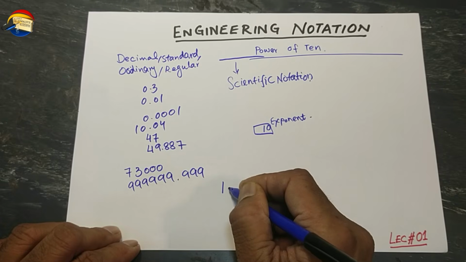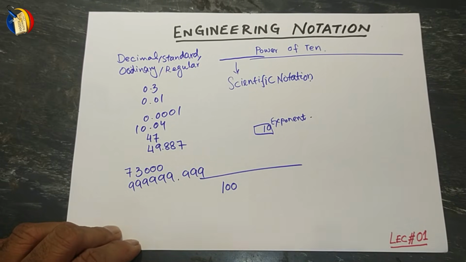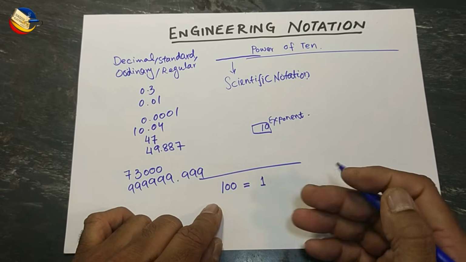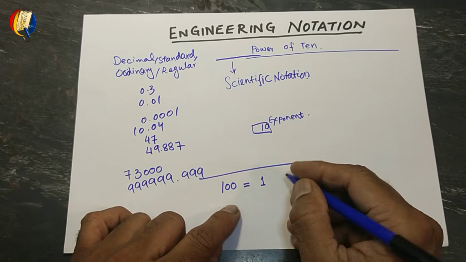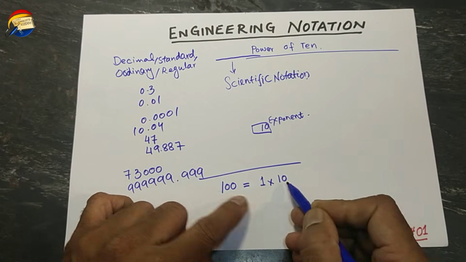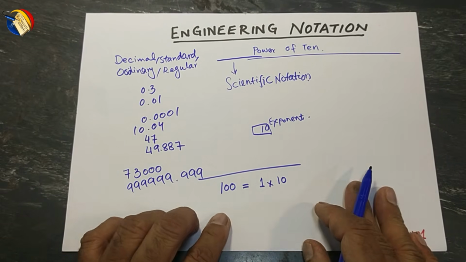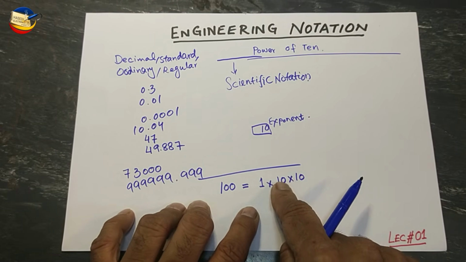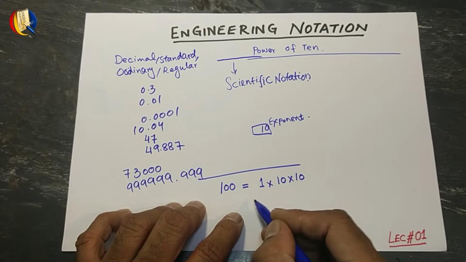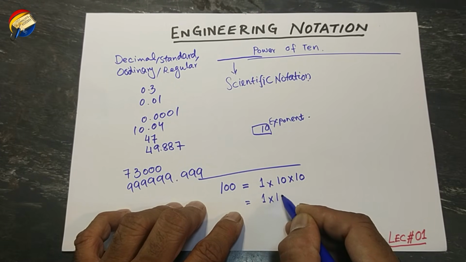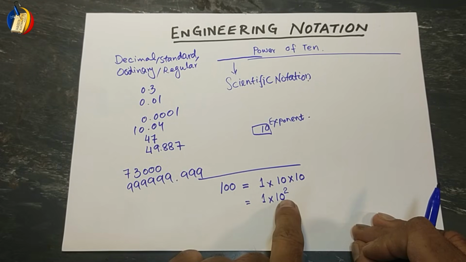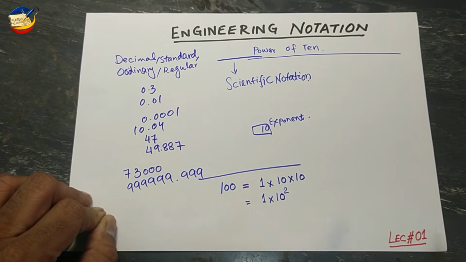Let's suppose I have the number 100. If you write it in scientific notation, 1, a decimal number from 1 to 9, multiplied with 10. We use 10 to find the exponent. If we multiply 10 with 10, with 1, it is 100. That means 1 times 10 raised to the power 2. It is scientific notation. That means 1 times 10 raised to the power 2 is 100.